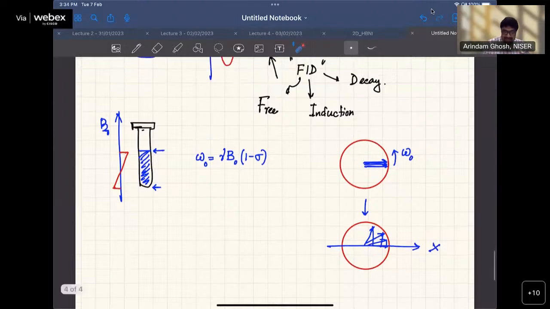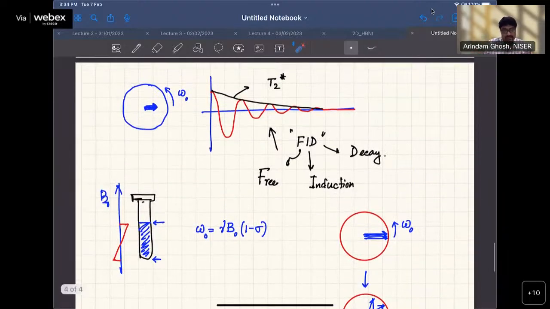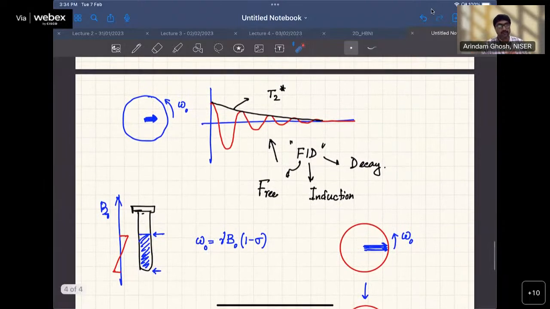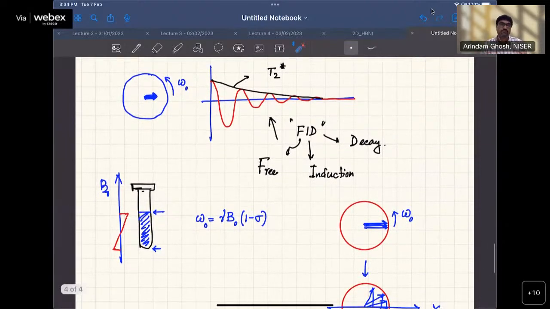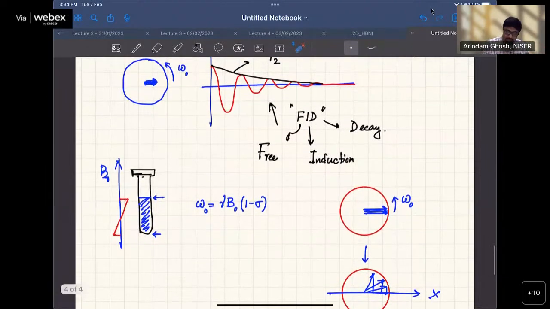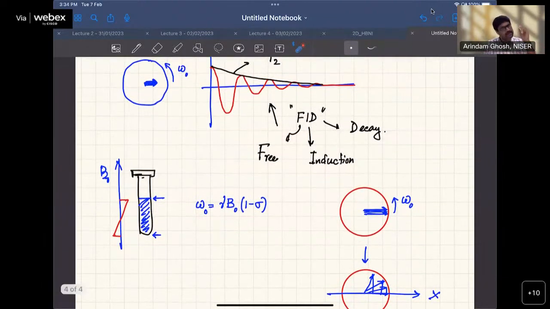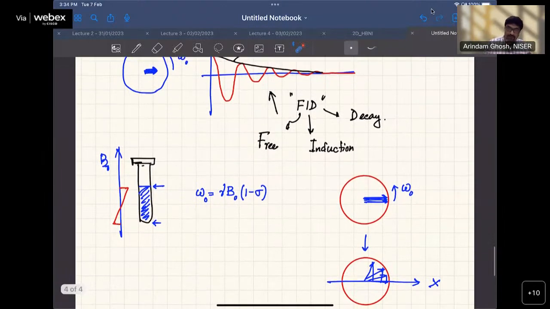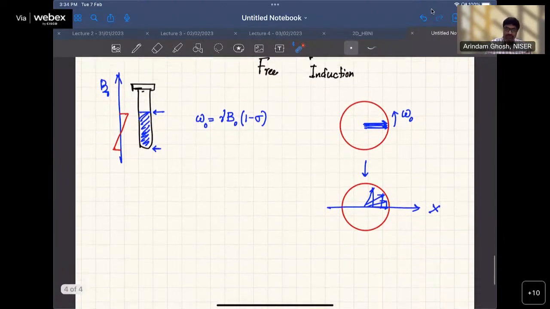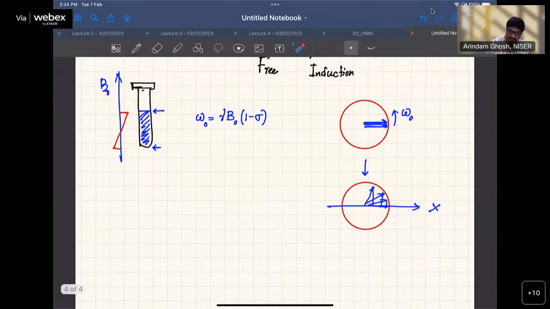It will look as if the signal decay has started, although there is no actual relaxation happening. This extra, pseudo relaxation is happening because we have inhomogeneity inside the magnetic field, and that is always there. So for that, we use a particular sequence called CPMG.